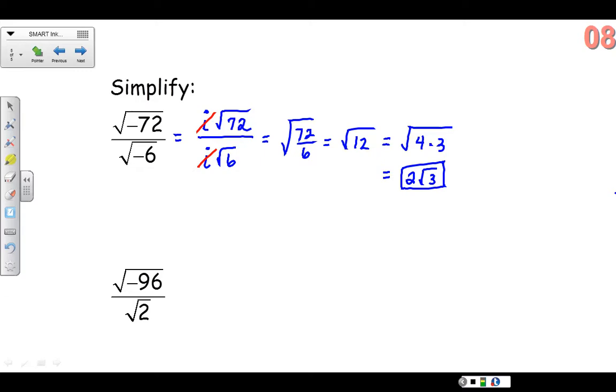And then the same thing on this last problem. The square root of negative 96, I'm going to factor the i out. That leaves me the square root of 96. And then I have the square root of 2. There's no negative, so I don't have to factor an i out there. So the i is not going to cancel this time. So I have 1i. I have the 96 divided by 2. Those are both under radical, so I can do it that way. So that 96 divided by 2 is actually the square root of 48.